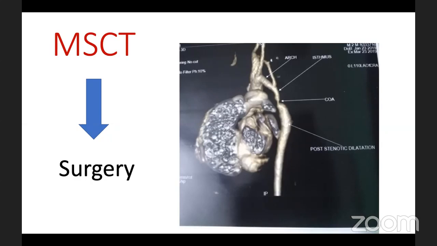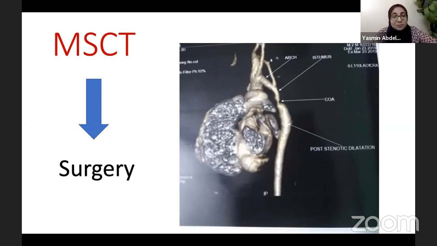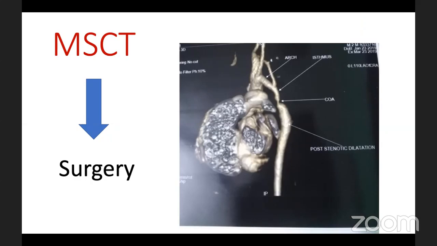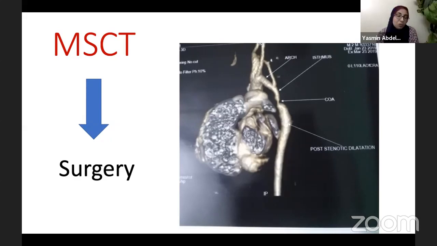Okay, thanks a lot, Yasmin. More and more questions from the audience, a high flow of questions about the presentation and post the management. How does the site of coarctation, whether it is pre-ductal or post-ductal, affect the presentation and management decision? Previously, we used to classify coarctation as pre-ductal or post-ductal. Yet now it's a periductal coarctation.